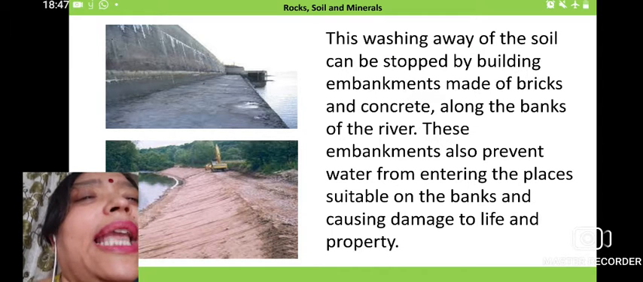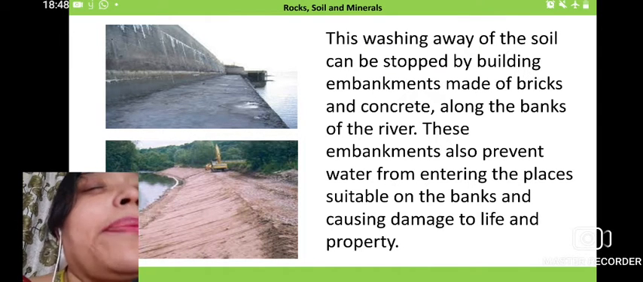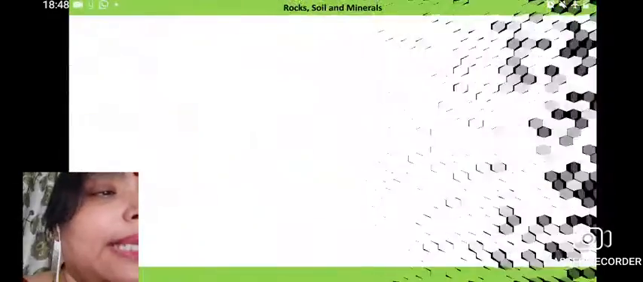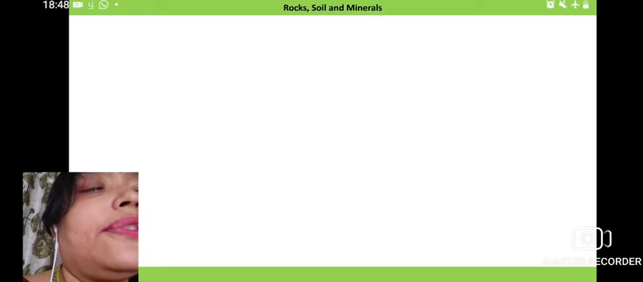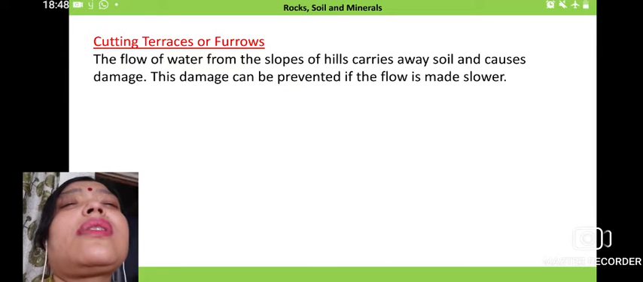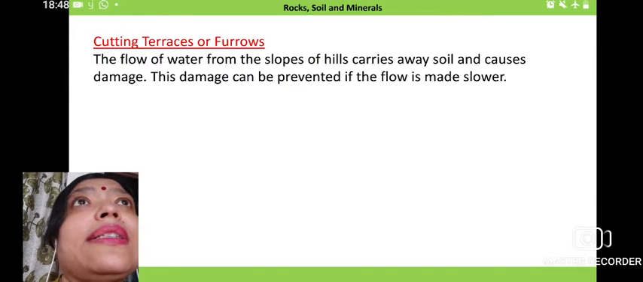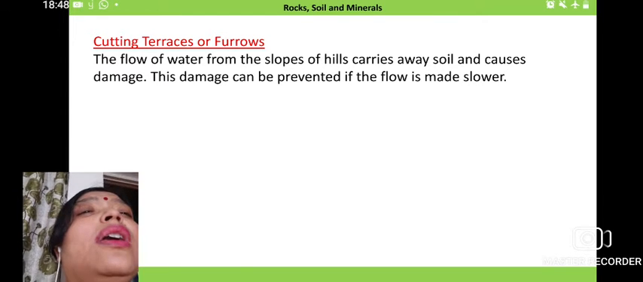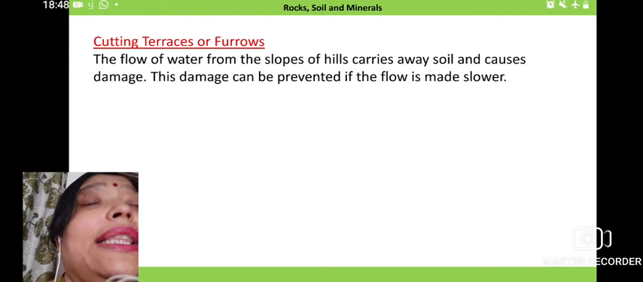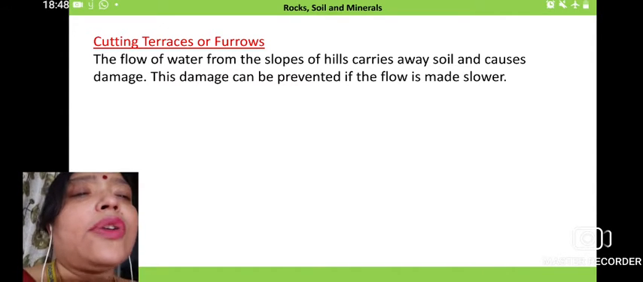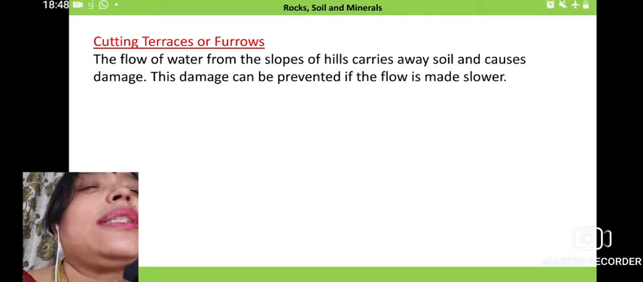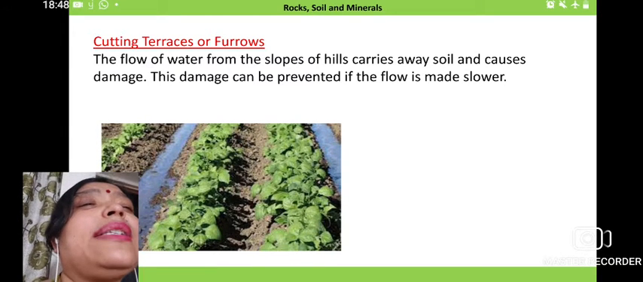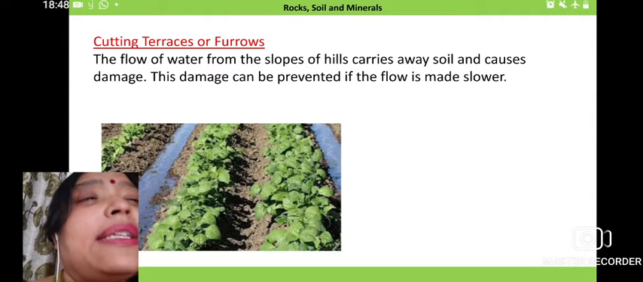Okay, so making embankments is very essential in order to stop the soil erosion process, and thus helps to conserve the soil. Now, by cutting terraces or furrows, the flow of water can be stopped, especially in the hilly areas. The flow of water is obvious in the hills, carrying away soil and causing a lot of damage. So this can be prevented if the flow is made slower.